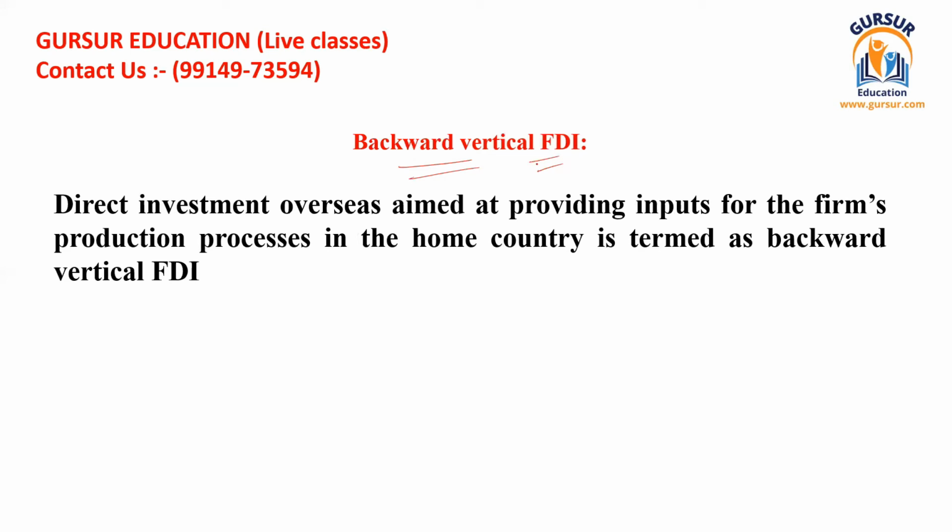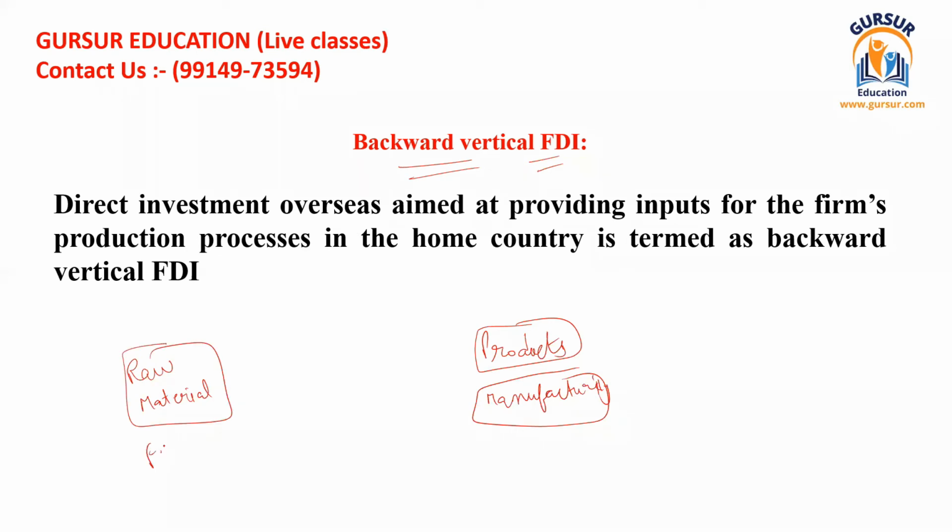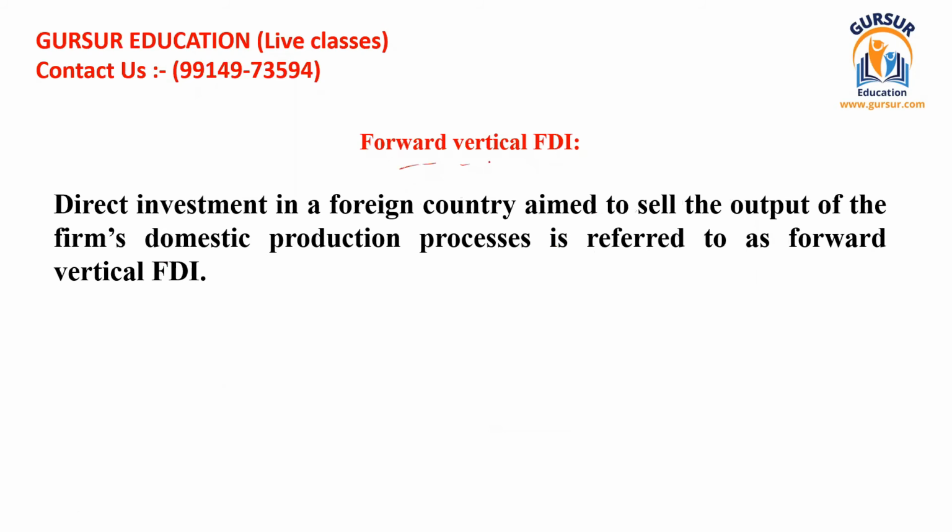Then there is backward vertical FDI. So what is that? You are going to do production, and you are going to set up a manufacturing industry in your home country. But for that you need some kind of raw material, and these raw materials are not available in your country. So what you do, you set up a plant to manufacture raw materials abroad. You just make the foreign direct investment so that you can obtain the raw material or input, to help in the production processes. So direct investment overseas aimed at providing inputs for the firm's production processes in the home country is termed backward vertical FDI.